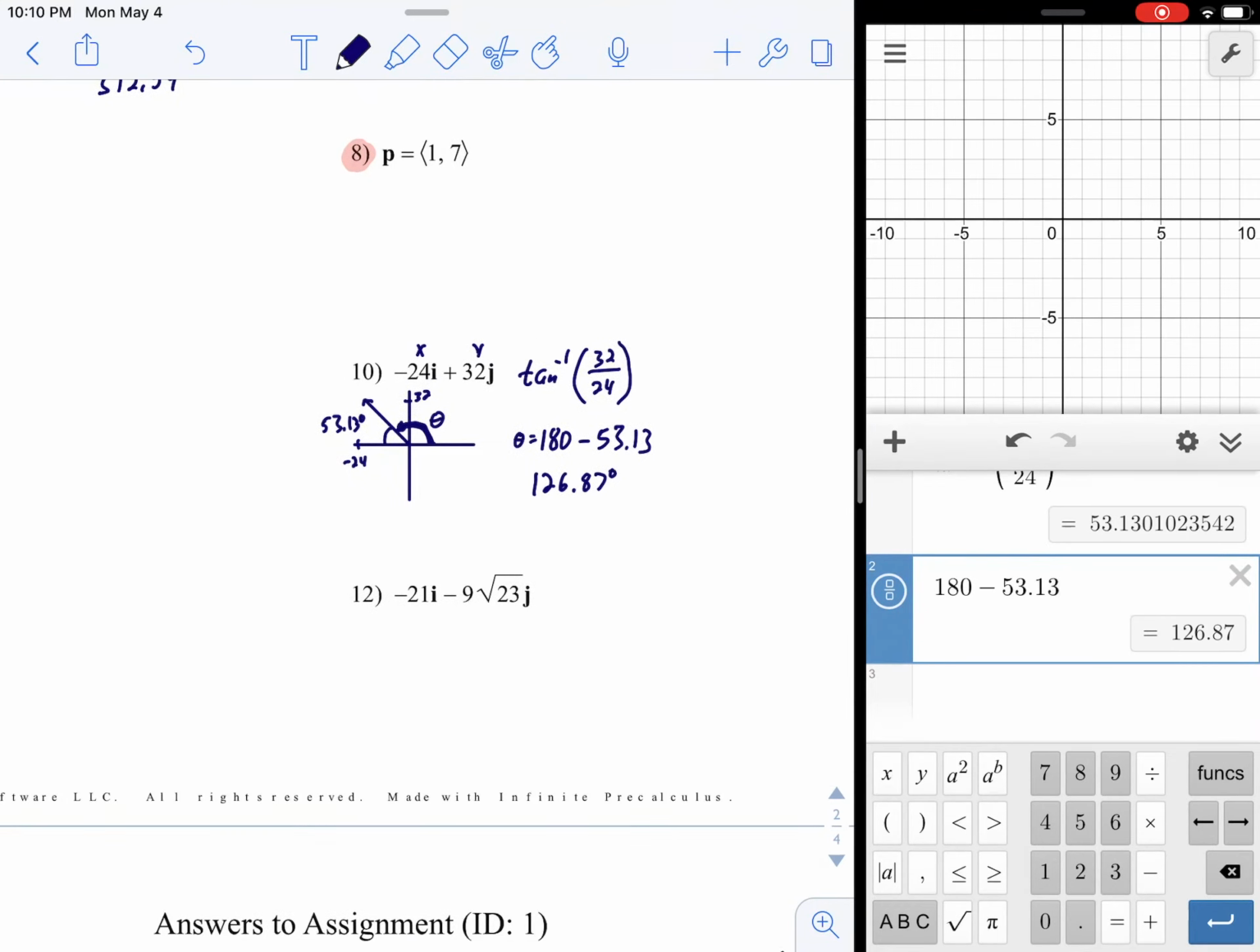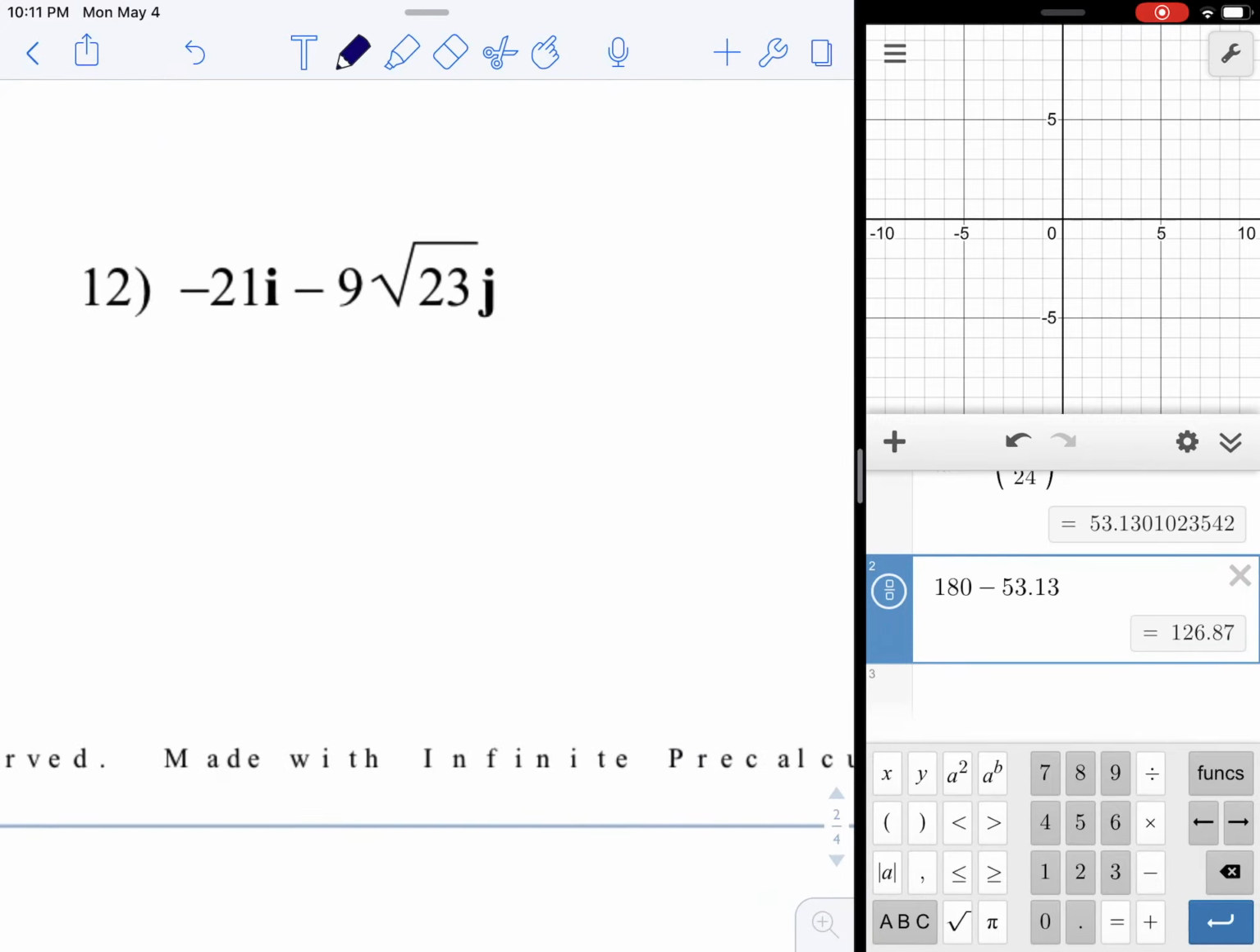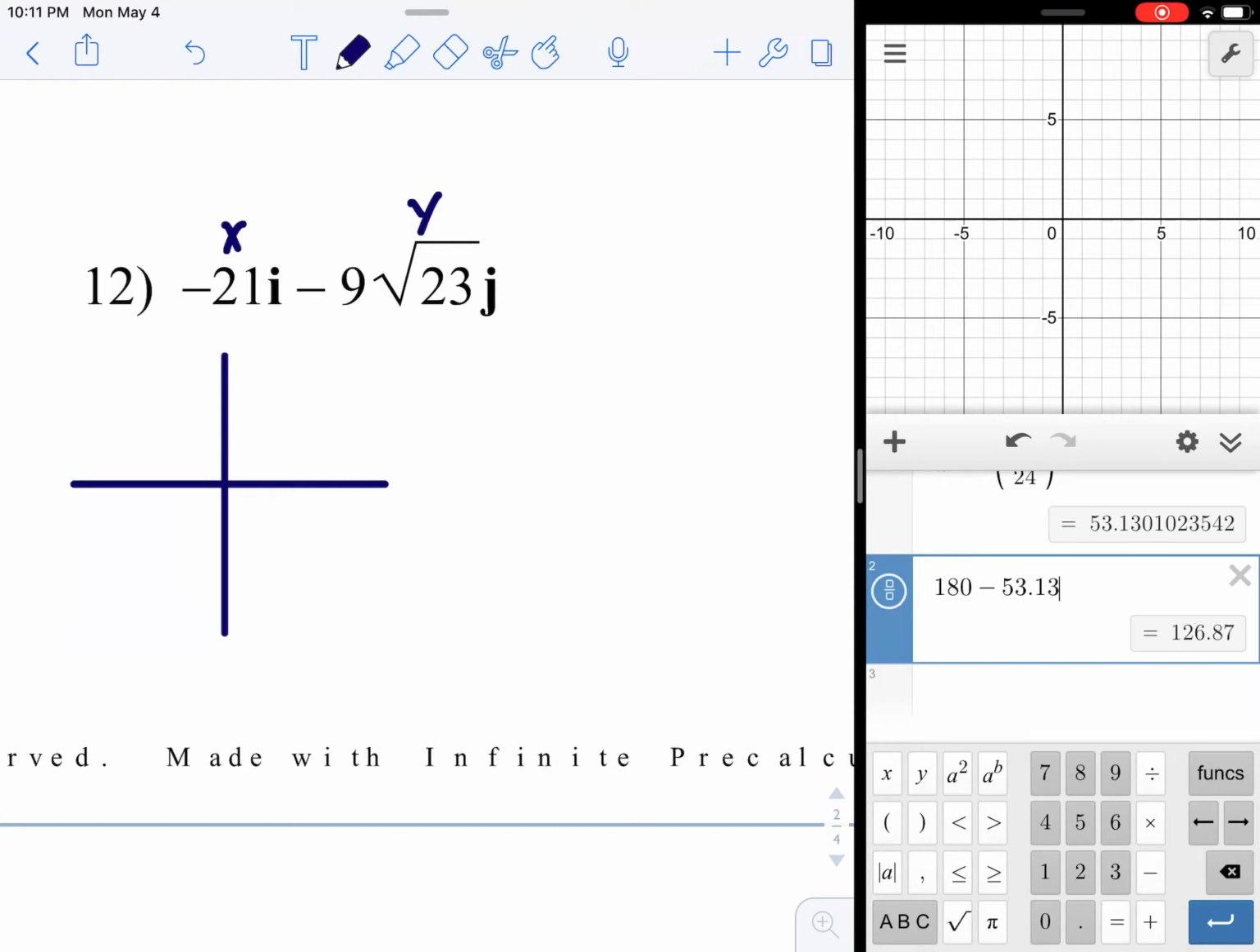And that takes us to number 12. Remember, the first number is like an x value, the second number is like a y value. So when I plot this, negative 21, negative 9 radical 23. Negative 21, the x value is going to be over here. Negative 9 radical 23, I have no idea what it equals, but it's going to be down here. So you do need to take into account this negative when you're graphing it. It's important for this step. That tells us the quadrant that the vector lies in.